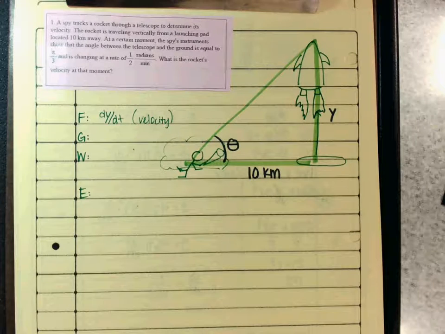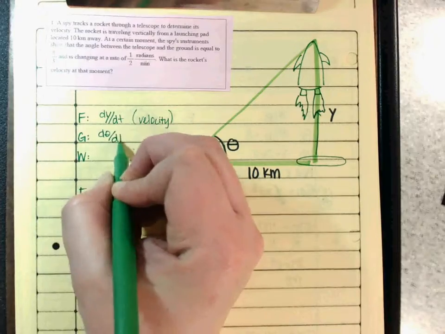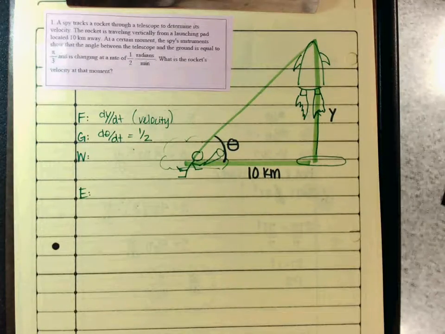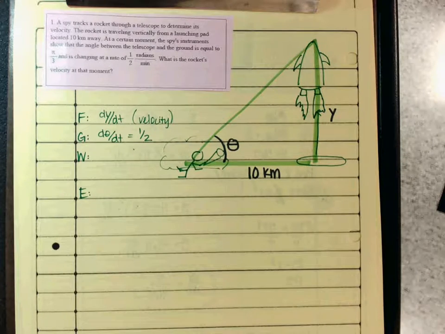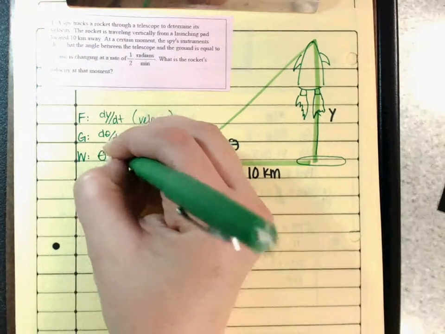What were we given? How fast is the angle changing? Okay, so dθ/dt is a half. Now, I'm going to just abandon units at this point because it gets too confusing, but angles are measured in radians, so that's why it's radians per minute. Okay, then what's my when? Pi thirds. Very good. Now, that would be theta as pi thirds, yeah?